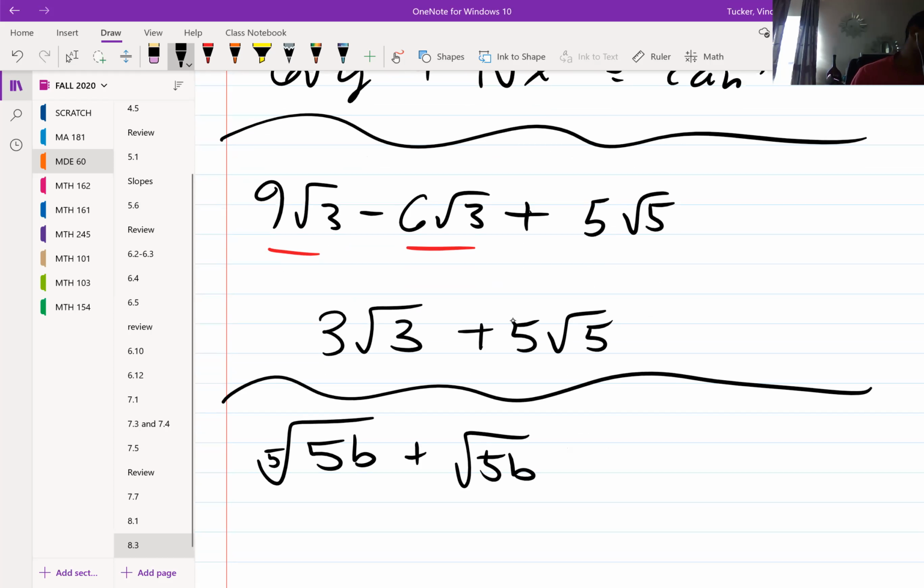So then they give you one like this, fifth root of 5b plus 5b, and you would just write cannot be simplified. Because one has the index of 5, the other one does not. It has the index of 2.